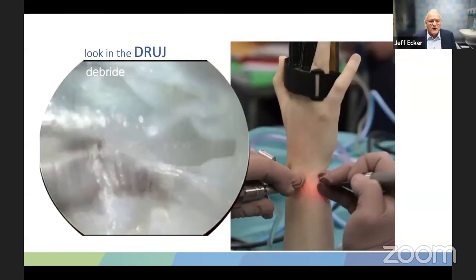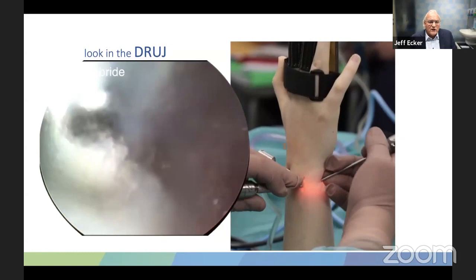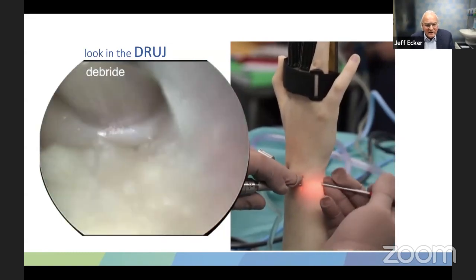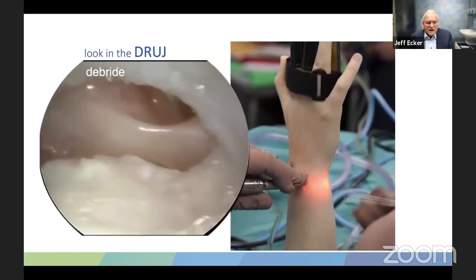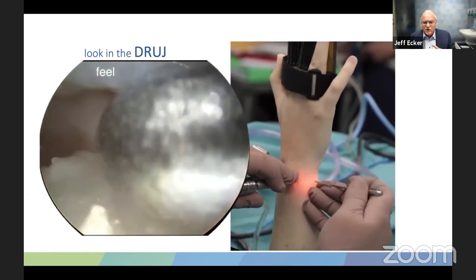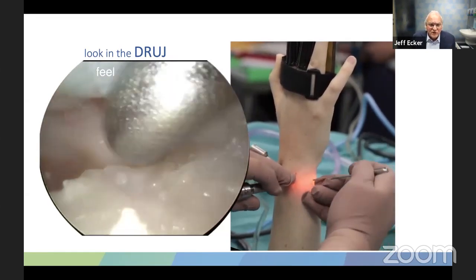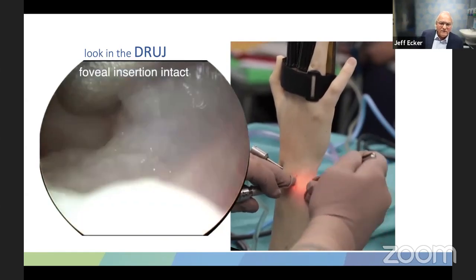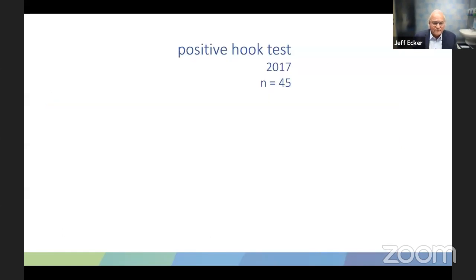But then you look inside the DRUJ. You've got to clean it out, debride it. And then you can see the foveal insertion. But it's not just good enough to see it. You have to feel it to be certain that it's intact. So all of a sudden we can see the foveal insertion and the ligament that goes into it.